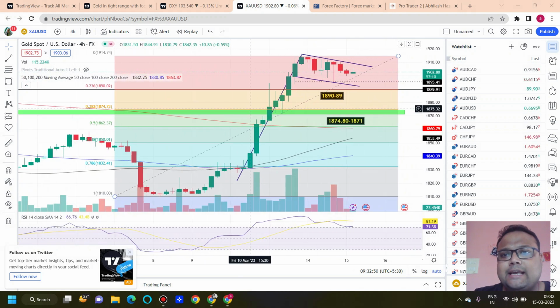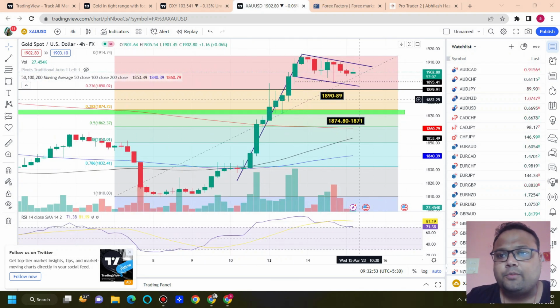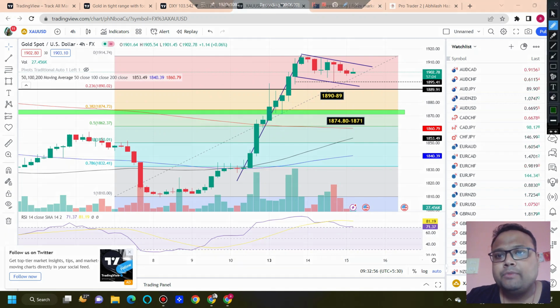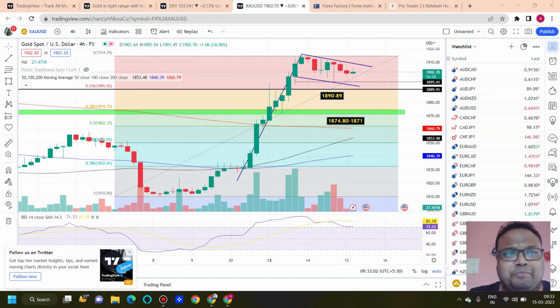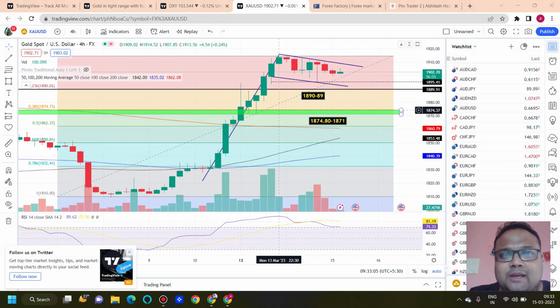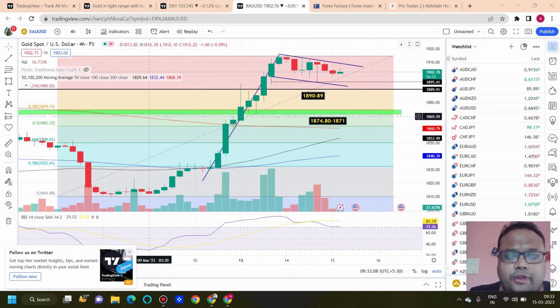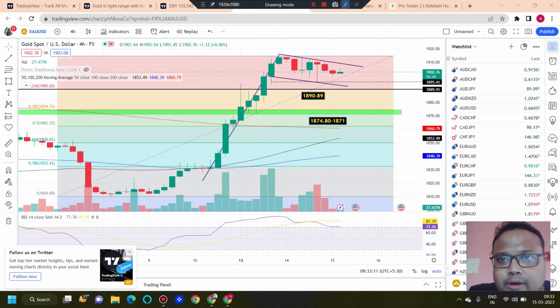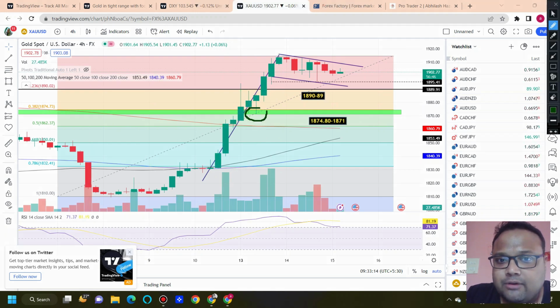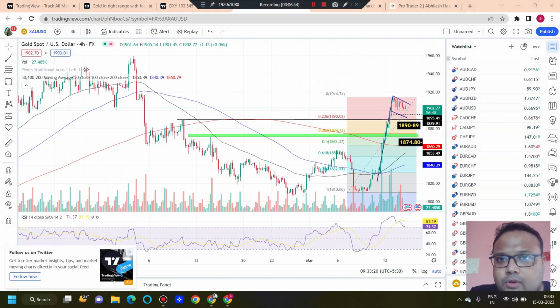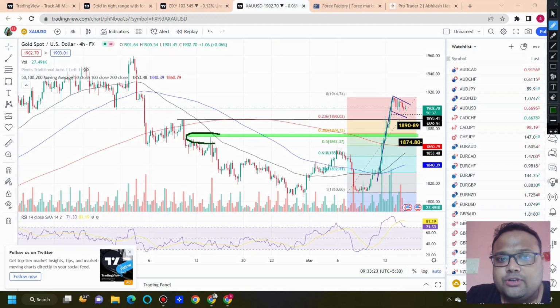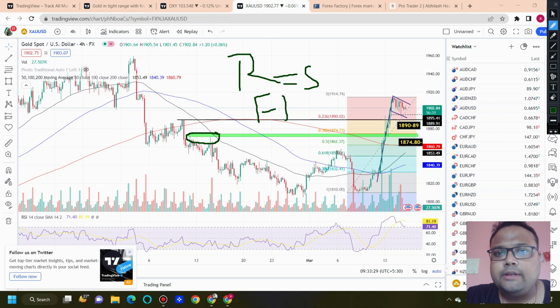And secondly, we have support around 1874.80 to 1871. Why is this level support for us? Because of Fibonacci. Yes, again we are using Fibonacci here. Fibonacci 0.382 plus price rejection from below around this area. You can see price rejection around this area plus Fibonacci 0.382. Along with that, we also have price rejection previously. So previous resistance to act as support, then we have Fibonacci, then we have price rejection.